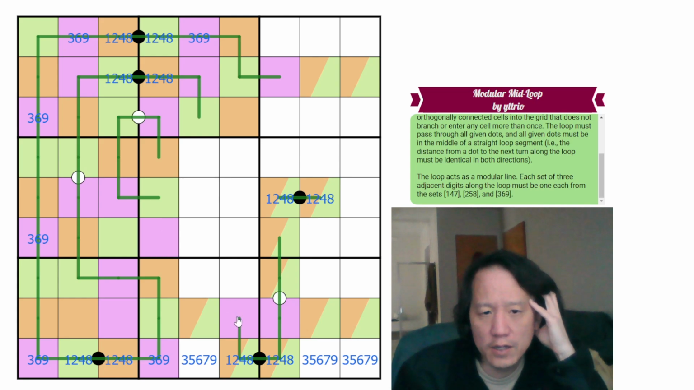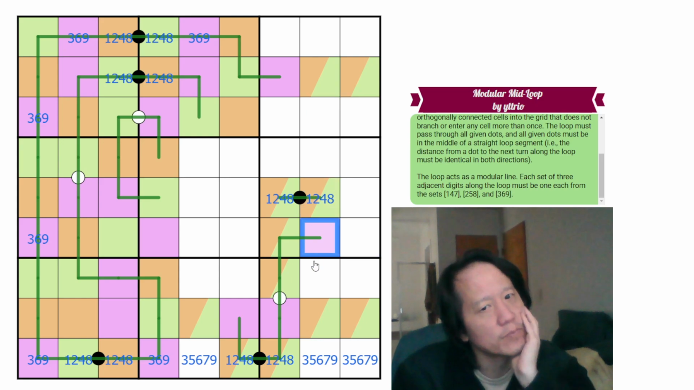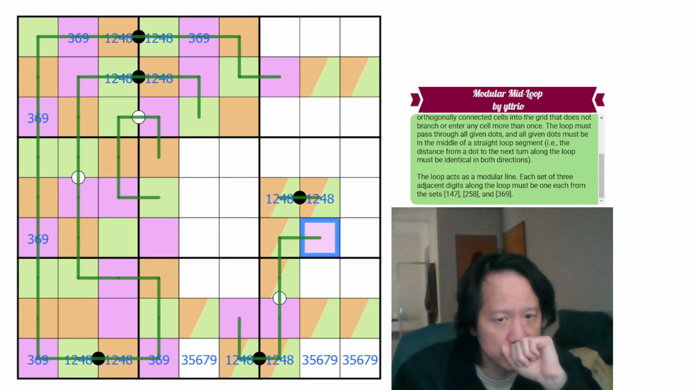What it could not be, though, is this cannot go that way. It would have to go there, which would make that pink. And therefore, I guess it could go something like this. That's possible too. This doesn't seem helpful.